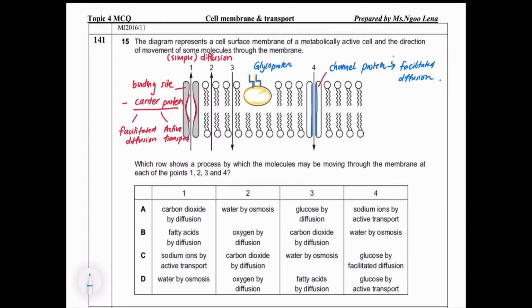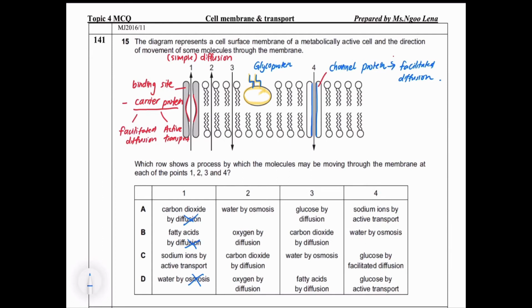So let's relate to the question. The question said that this is a membrane of a metabolically active cell and the direction of movement of some molecules through the membrane. So number one, it's definitely a facilitated diffusion or active transport, so it cannot be diffusion. These two are out. And it definitely is not osmosis, because osmosis passes through the phospholipid bilayer of the membrane. So after knowing this, actually you would know the answer is definitely C, but let's continue to check.